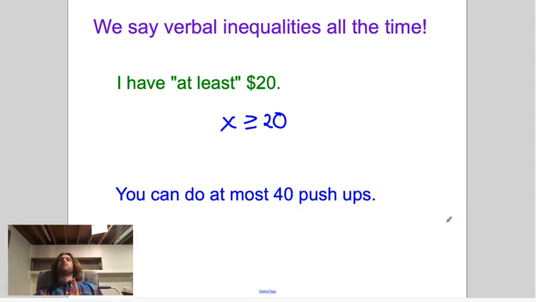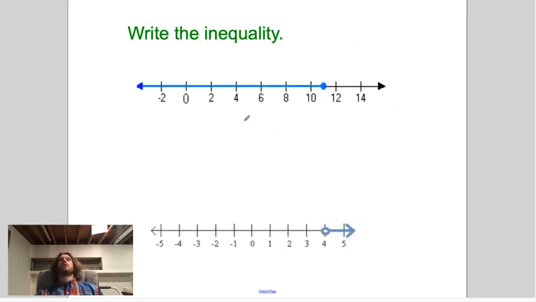You can do at most 40 push-ups. At most 40 push-ups, 40 is the maximum. So our solutions are less than 40. And it turns out greater than 0 because you can't do negative push-ups. Okay, try and take a guess and see if you can write these inequalities just by looking at the graphs. Pause it, give it a shot. Here we go. I'm going to say x is less than or equal to 11 in this case, and then down here we have x is greater than 4 because it's an open circle, and this one is closed.